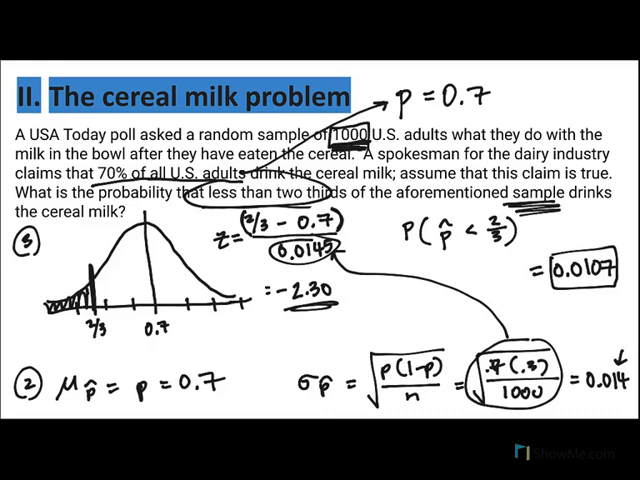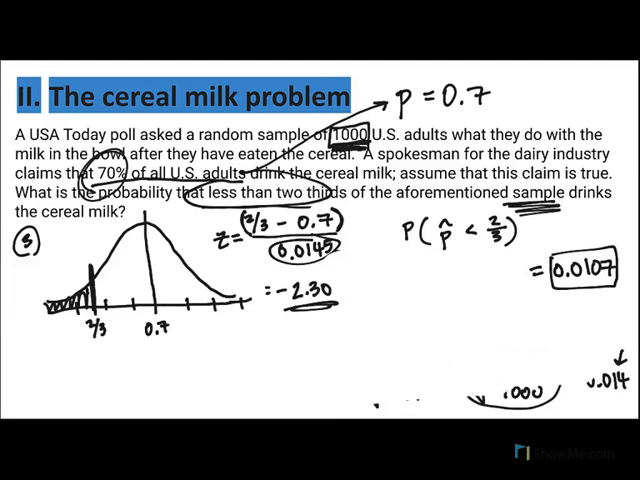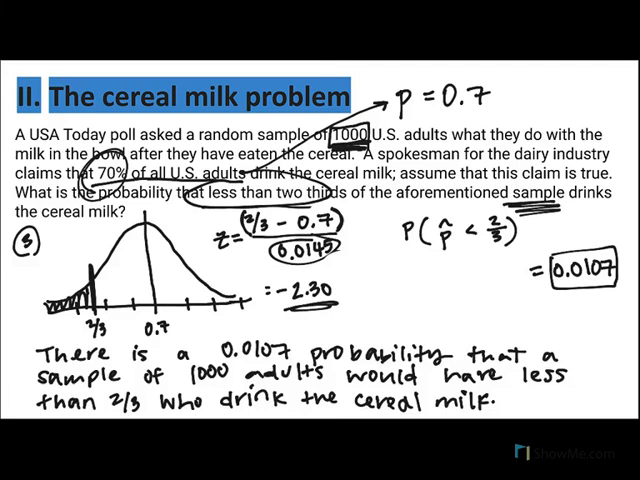So that is my probability that our sample proportion would be less than 2/3. That less than 2/3 of a sample of 1,000 adults would drink the cereal milk if that 70% is true indeed for the entire population. So that is step 4, to put that in some words. So I'm going to erase my mean and standard deviation just so I have space, and then I will write that out for you. So hold on. So there is our interpretation that there is a 0.0107 probability that a sample of 1,000 adults would have less than 2/3 of them who drink the cereal milk, assuming, of course, that that 70% is indeed the true proportion of all adults who drink the cereal milk.